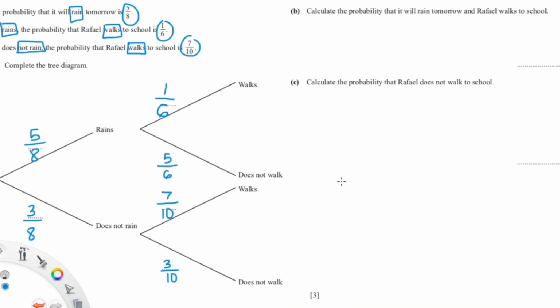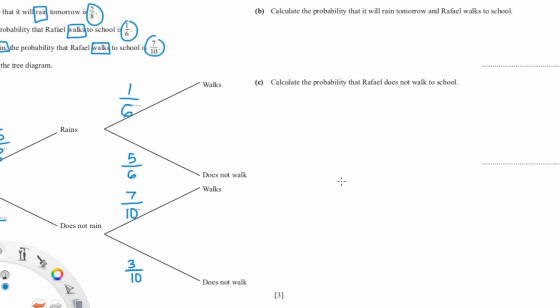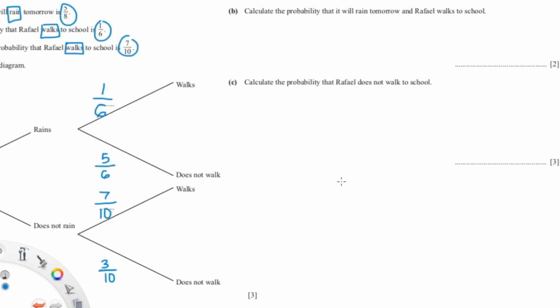So for the next question, they're asking us, calculate the probability that it will rain tomorrow and Raphael walks to school. So now we're going to focus on when it rains and he walks. So we know from the previous question that the probability that it will rain is 5/8. So we multiply that by the probability that he will walk, which is 1/6. That would give us 5/48. So our answer is 5/48.